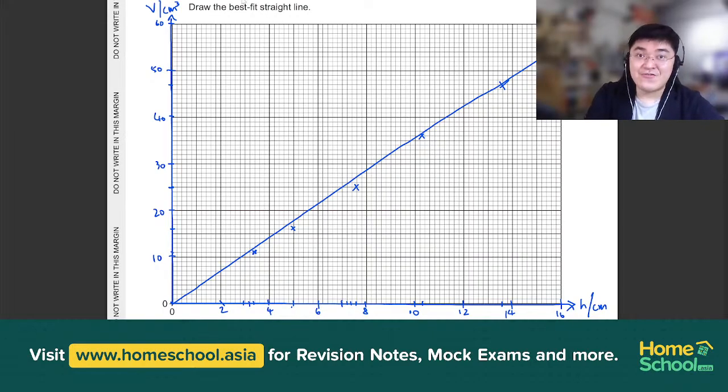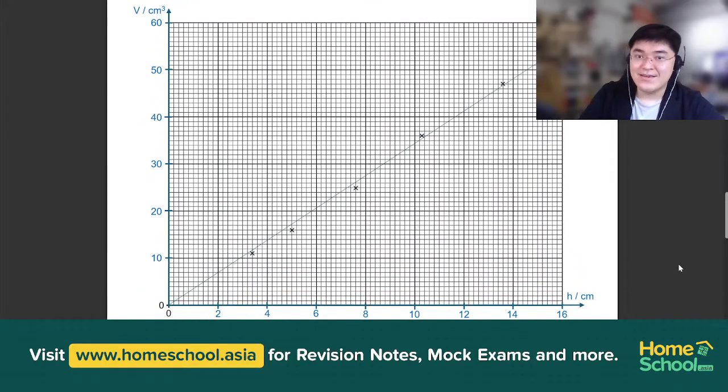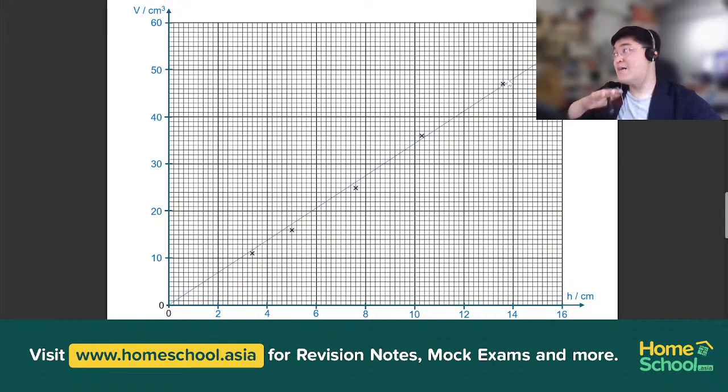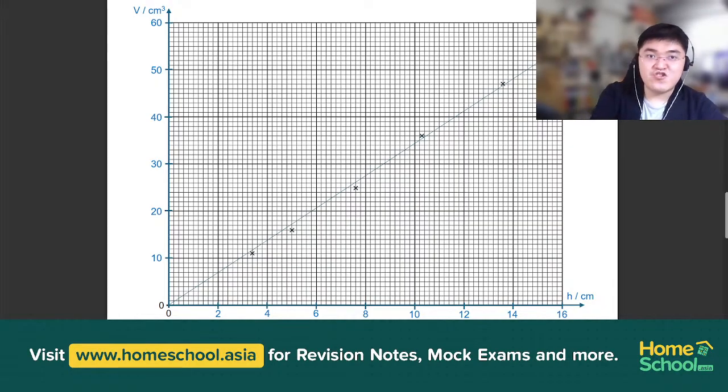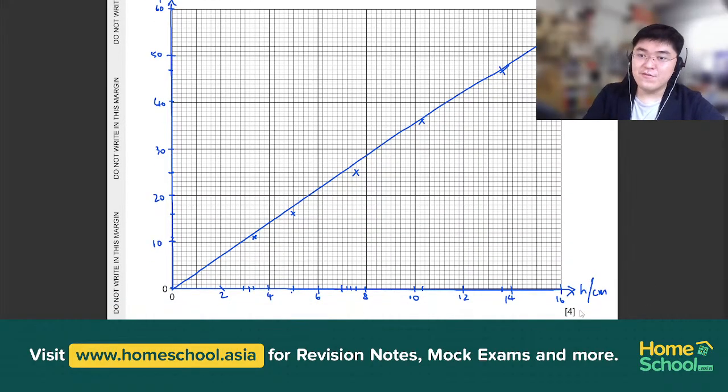So usually what I do is, in the model answer, you take a look over here, 3 of the plots are underneath the line and 2 of the plots are above the line. So about plus minus 1 on top or below, it should be okay. All right. So just drawing a nice thin line like this, you should be able to have your line of best fit, and you should be able to get your full 4 marks.